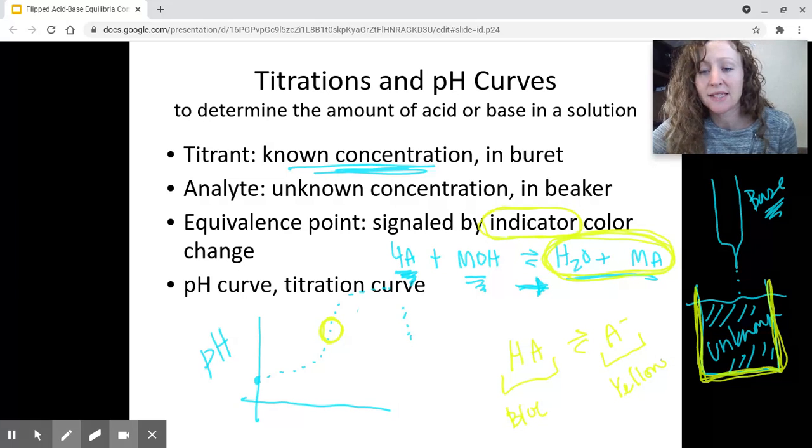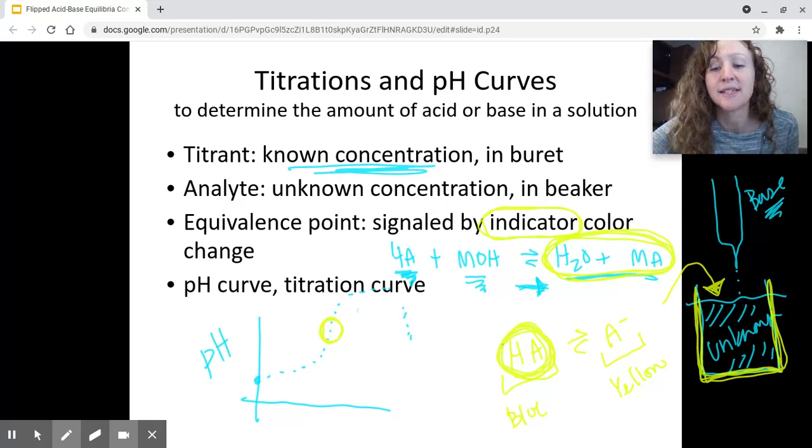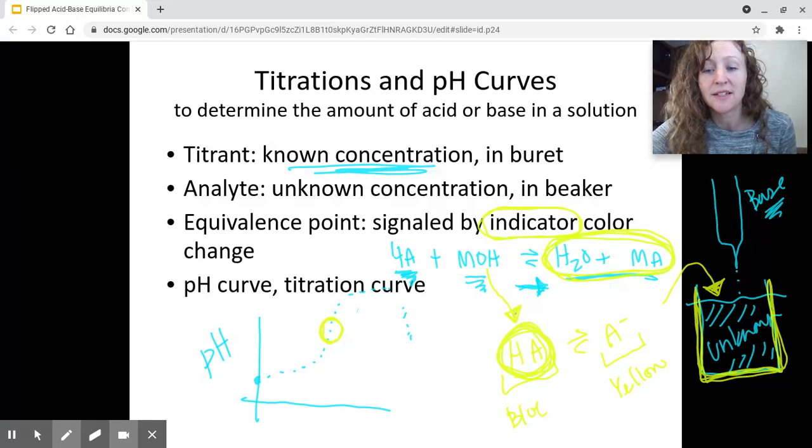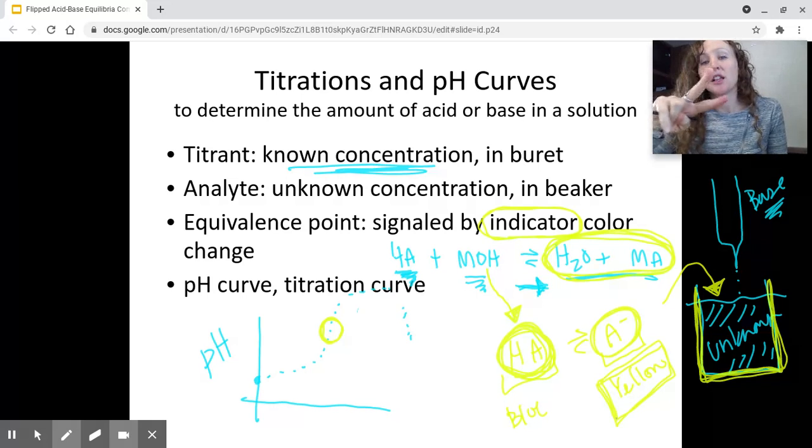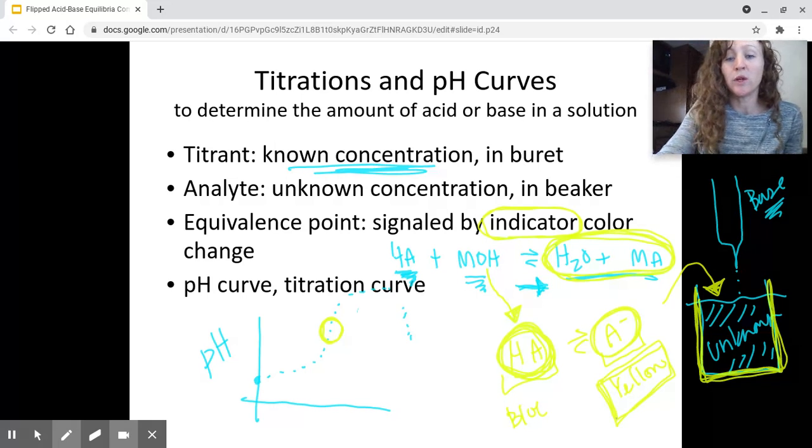We're going to add this indicator in here as well so that when we have acid that's present, our solution is blue. As soon as we have neutralized all the acid and this base gets added, it neutralizes the indicator as well. And the salt of the indicator is left. All of a sudden our solution changes to a different color. That color change indicates to us when we run out of our weak acid that was originally in our solution.